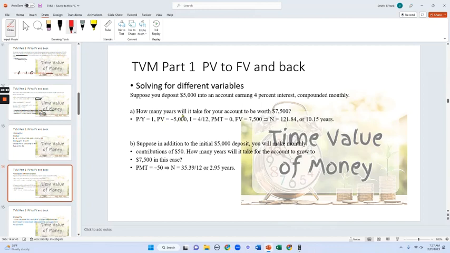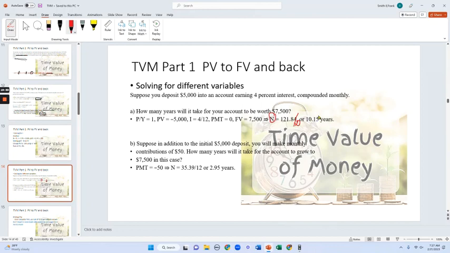So we put in minus 5,000 as the present value. We put in 4% as the I. Quarterly, you divide it by 12. You put in the future value of 7,500. And when you solve this, you get an N of 121.84. So remember, the N now is in terms of months. So it's going to take about 120 months, which is a little over 10 years. So you have to divide this by 12 in order to figure out how many years that actually is. And when you do, you have 10.15 years.